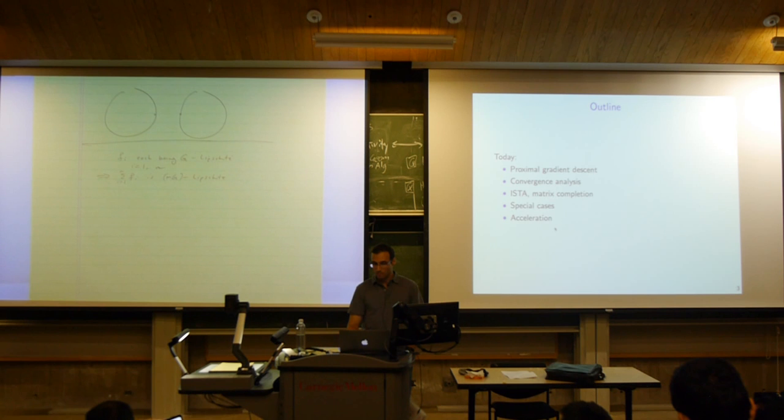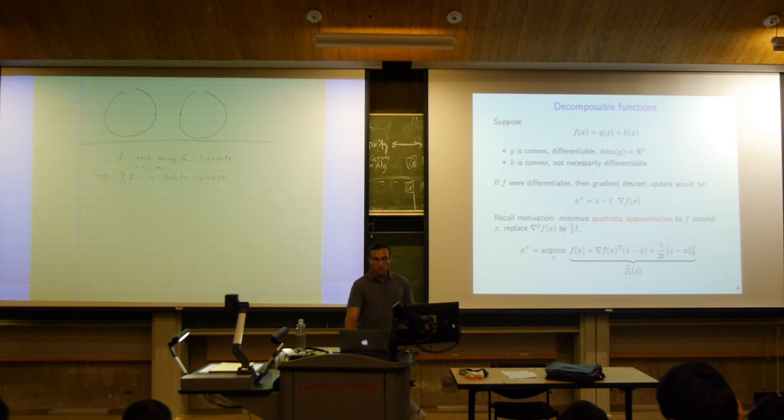So the setup we're considering is functions of this form. Our criterion value is equal to the sum of two other functions, g plus h, where g is convex and smooth. We're going to assume it has full domain, just for simplicity. And h is convex, but it's not necessarily smooth.